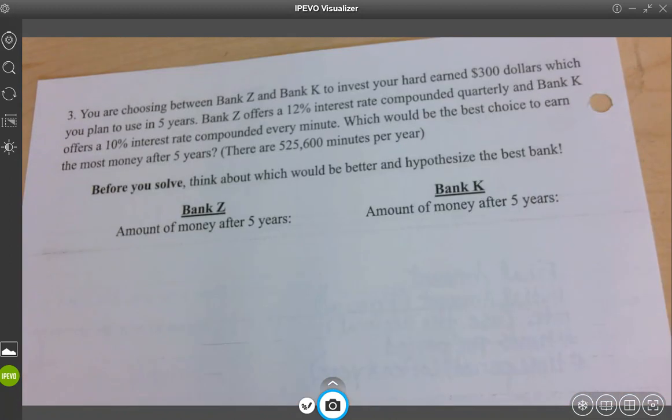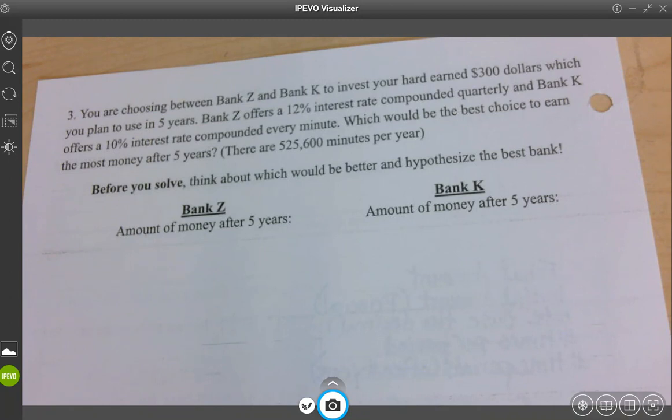Okay. All right, folks, quiet down. You are choosing between Bank Z and Bank K to invest your hard-earned $300, which you plan to use in 5 years. Bank Z offers 12% interest rate compounded quarterly. That means how many times? 4. 4 times in a year. Bank K offers 10% interest rate compounded every minute. Now, I've never heard of that, but that's what happens. So, which would be the best choice to earn the most money after 5 years?